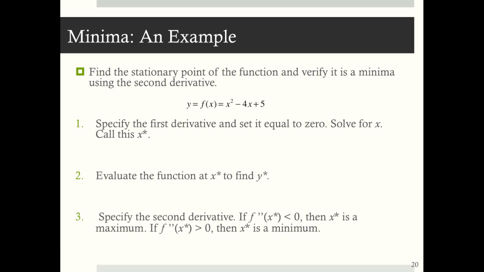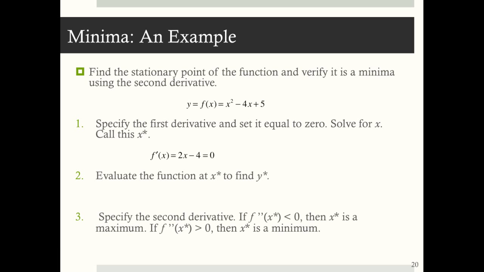Then we're going to specify the second derivative, and using the second derivatives test, if f double prime of x star is less than 0, then we can conclude that x star is a maximum. If f double prime evaluated at x star is greater than 0, then we can conclude that x star is a minimum. So the first derivative of this function is 2x minus 4.